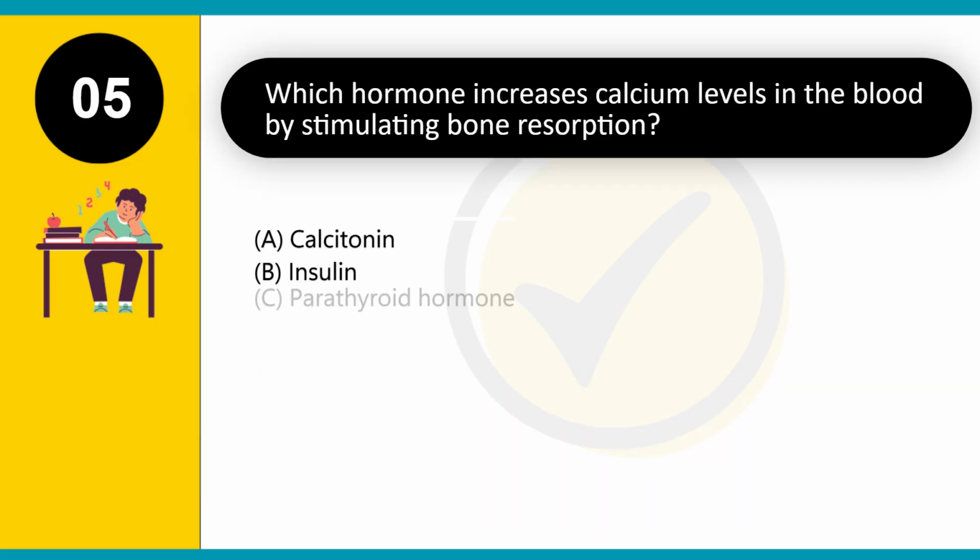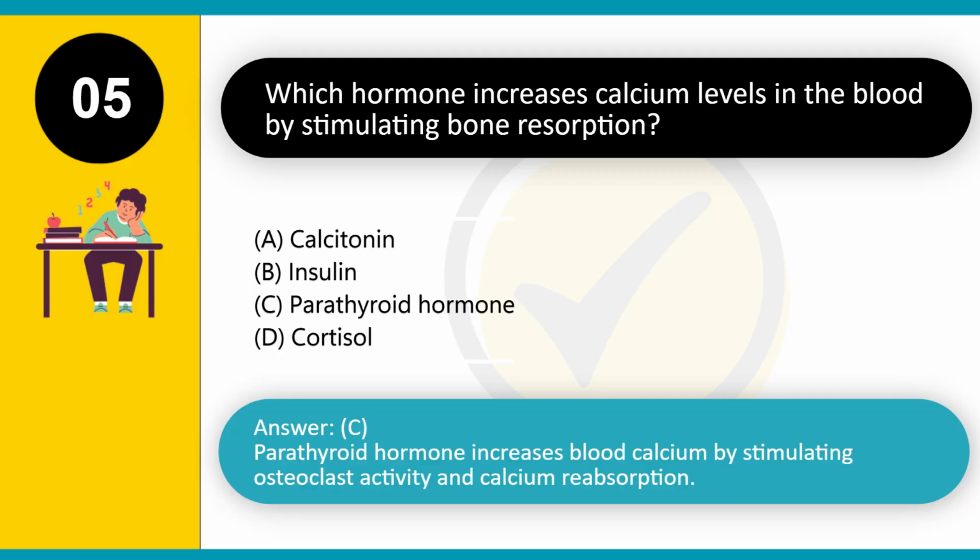Which hormone increases calcium levels in the blood by stimulating bone resorption? A. Calcitonin. B. Insulin. C. Parathyroid hormone. D. Cortisol. Answer, C. Parathyroid hormone increases blood calcium by stimulating osteoclast activity and calcium reabsorption.